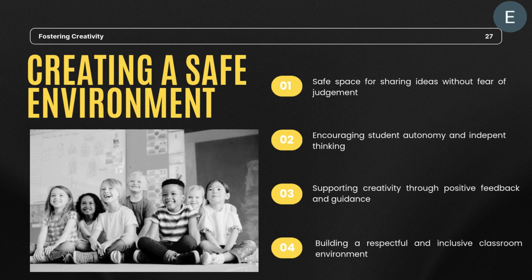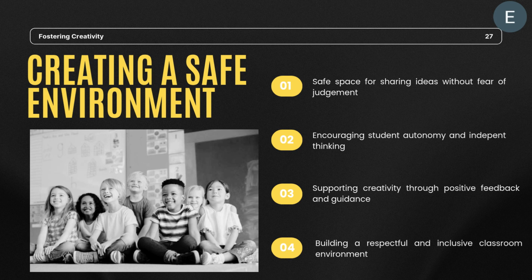To create a creativity supportive environment, students first need a safe space where they feel comfortable sharing ideas without fear of judgment. When students feel safe, they are more willing to take risks and think creatively. It is also important to encourage autonomy, allowing students to think independently and explore their own ideas.